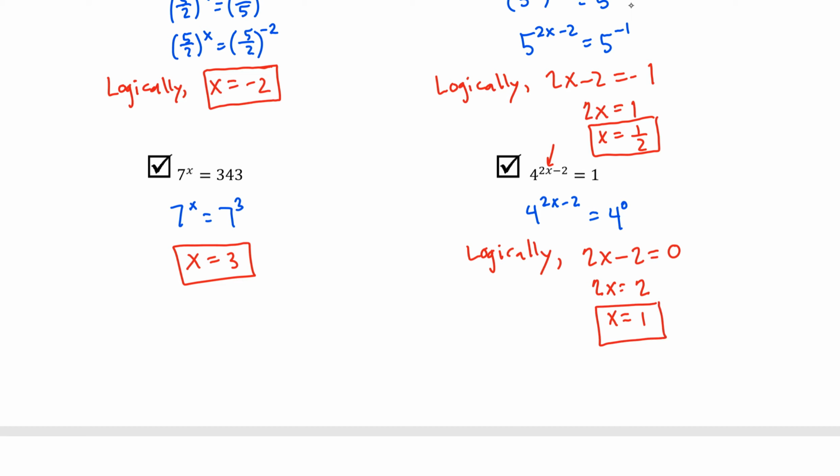Now, all of these equations that we've looked at here have one thing in common, and that is we were able to achieve like bases. Well, what happens if you cannot write both sides as a power of a common base? That's what we'll learn how to do in the next video.